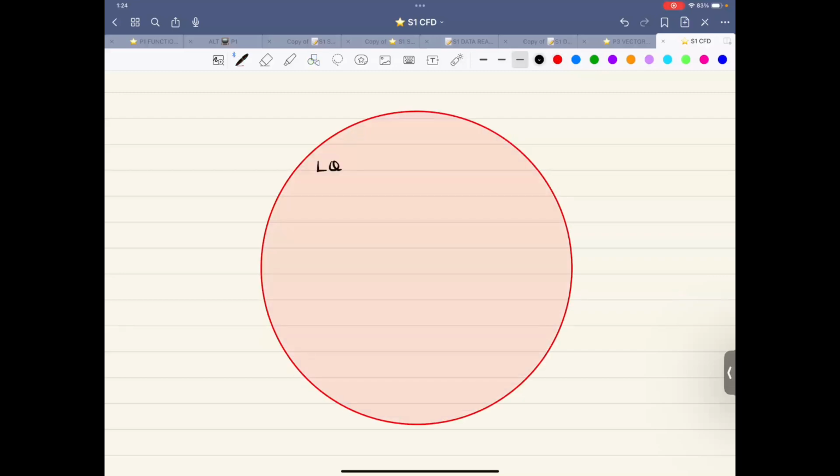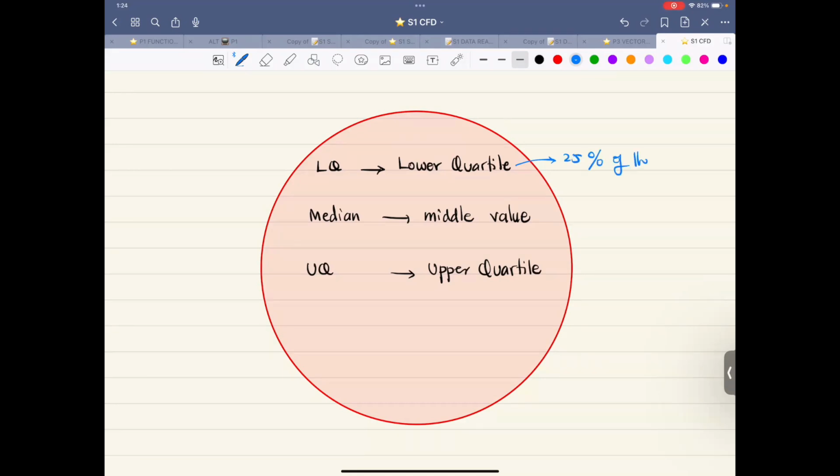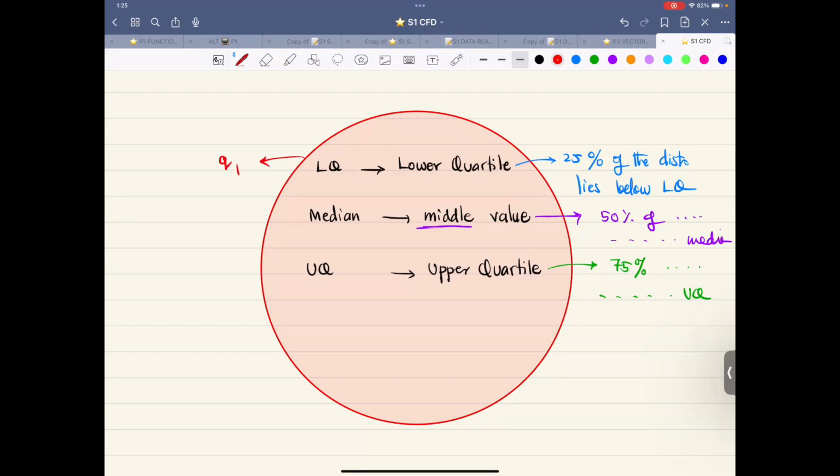I'm interested in LQ, which is lower quartile. I'm interested in median, that is the middle value. And I'm interested in UQ, that is upper quartile. Now, when we talk about lower quartile, 25% of the distribution lies below lower quartile. That is the rule. When we talk about upper quartile, 75% of the distribution lies below upper quartile. And when we talk about median, it's the middle value. 50% of the distribution lies below the median. Sometimes I'll be using the symbol Q1 for lower quartile, Q2 for median, Q3 for upper quartile.